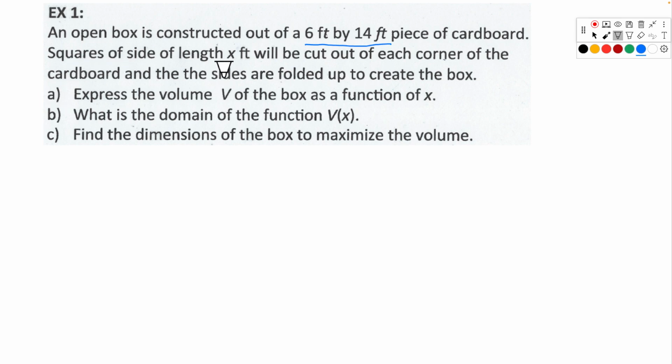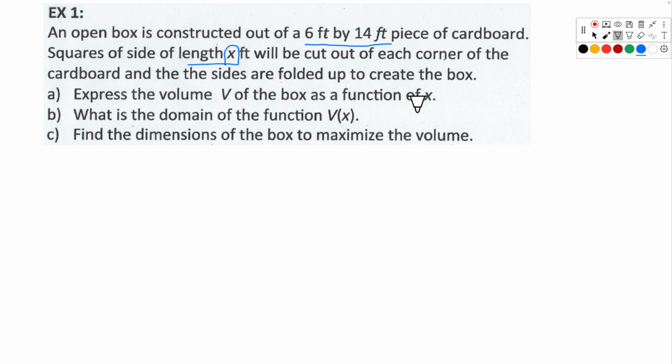Squares of side length X. Okay, we'll go with the X because they suggest a variable here. It will be cut out of each corner of the cardboard, and the sides are folded up to create a box. And again, if you got this in the book, there's no picture, right? So what am I doing? That's why we showed the other picture. So we're going to cut out the corners, fold up and make a box.